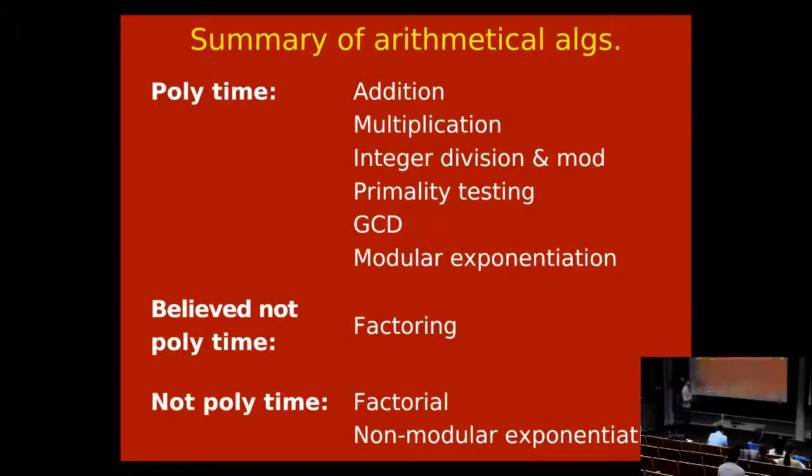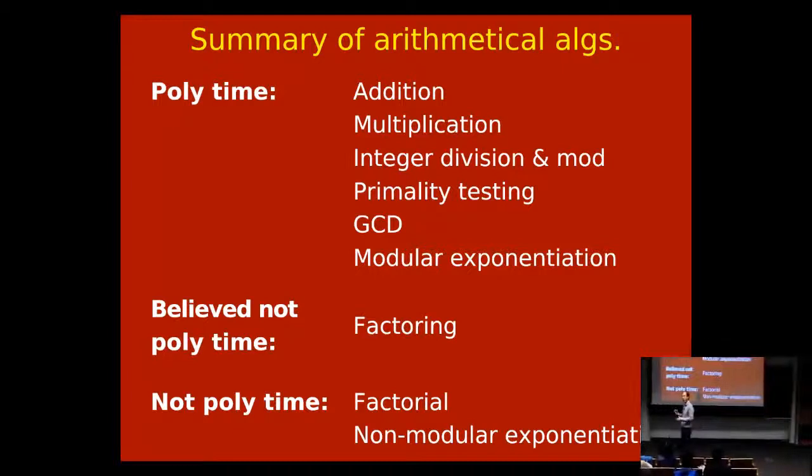OK, so we're 2/3 of the way through the lecture, and let me summarize what we've seen. Actually, that section was a nice chunk. It was just a story of efficient algorithms and lack of efficient algorithms for a lot of basic arithmetic problems. So lots of things we can do efficiently, including, interestingly, primality testing, GCD, modular exponentiation, and some things we don't think are efficient, like factoring, and some things we definitely know are not efficient, like factorial or just non-modular exponentiation.